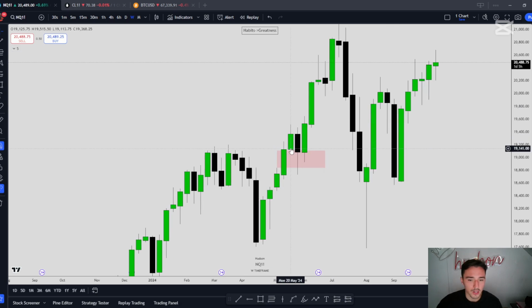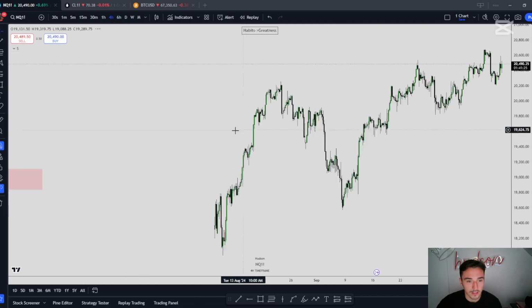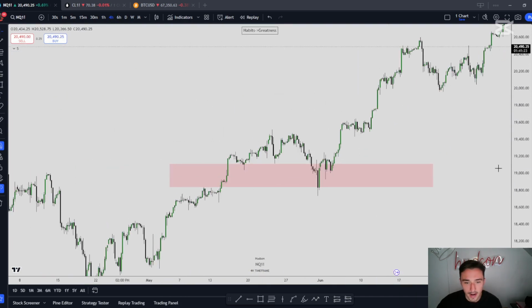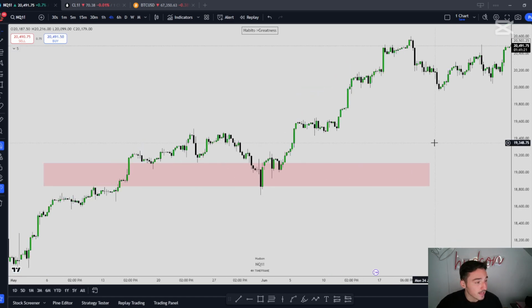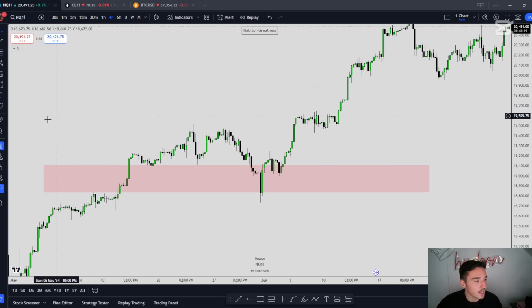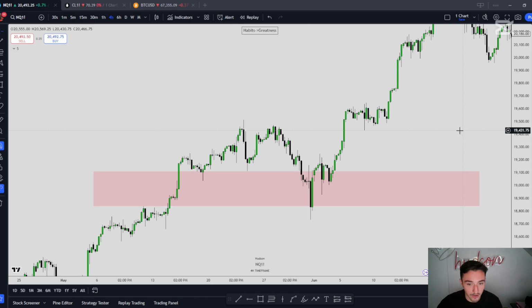So what I'm looking for going into the week is us to come into this imbalance. Let's go down to the 4 hour. I don't care to not take a trade. Like, take this week for an example. I didn't trade at all until today. Today was my first trade.